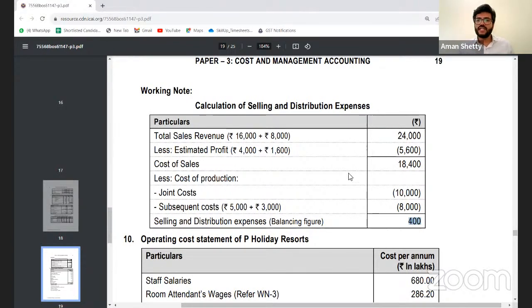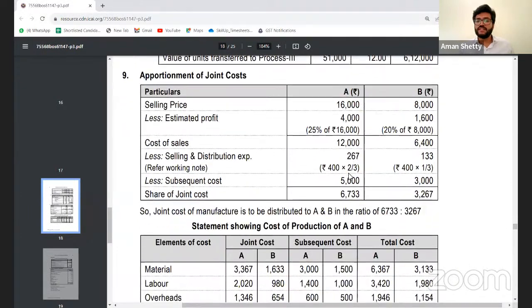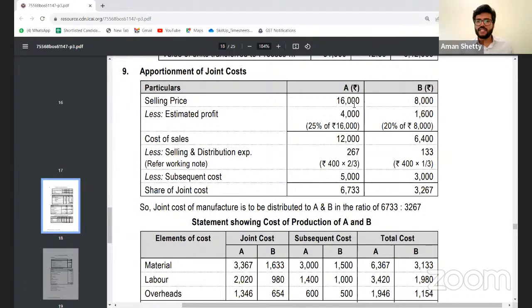So now that you've found selling and distribution expense, you will be able to find out the share of joint cost using which method? Working back method is my NRV method. Yes, NRV method. So selling price is 16,000, 8,000 respectively. Profit percentage 4,000 and 1,600. Cost of sales is given here.